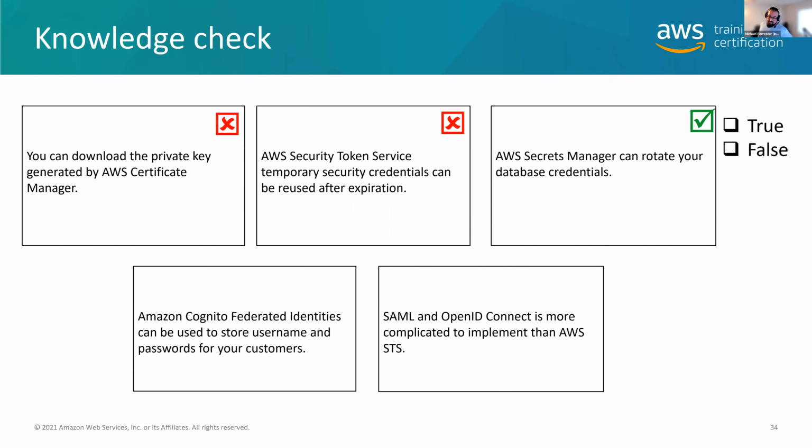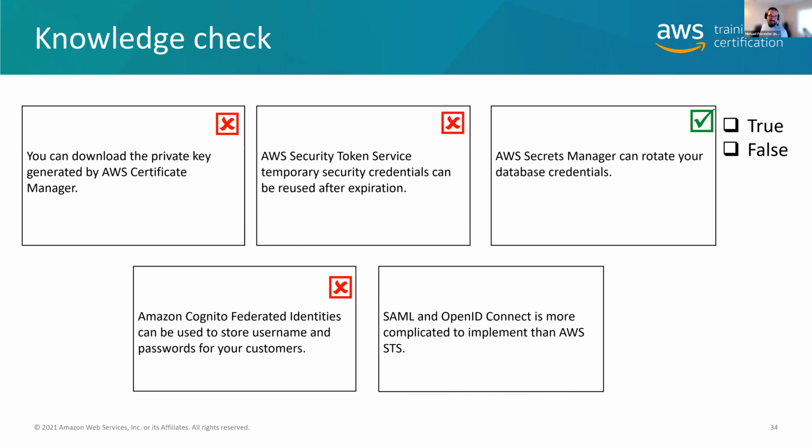Man, this is a biased question. SAML and OpenID Connect is more complicated to implement than STS. Is that true or false? What do you think Amazon wants you to say to that? Which is better, the industry standard or us? Come on, you know the right answer. You know what they want you to say here.